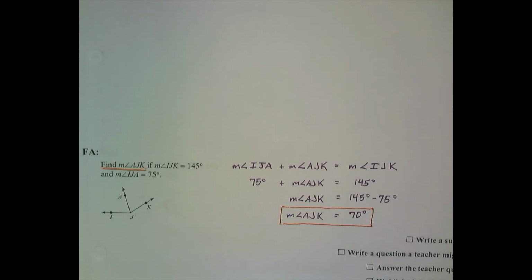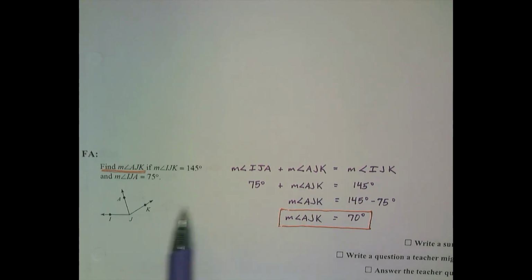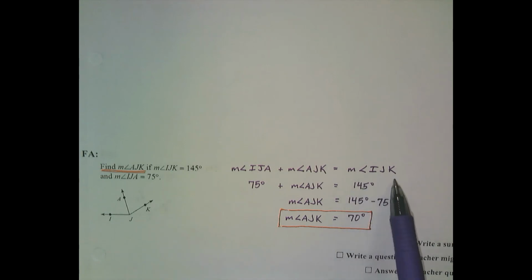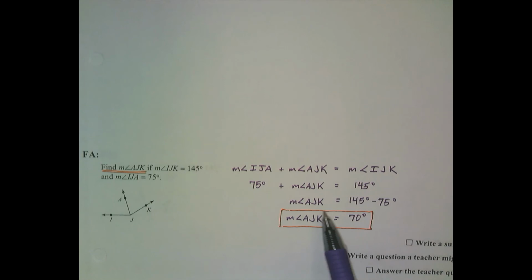All right, pretty straightforward angle addition postulate. We took the first angle, IJA, added it to the second angle, AJK, to get the total angle, IJK. There were no variables in the problem, so it was pretty much arithmetic from there, and we subtracted 75 from both sides and got the measurement of angle AJK to be 70 degrees.